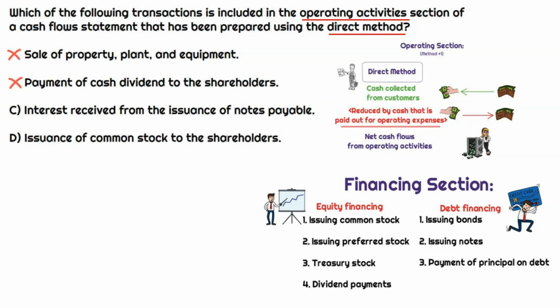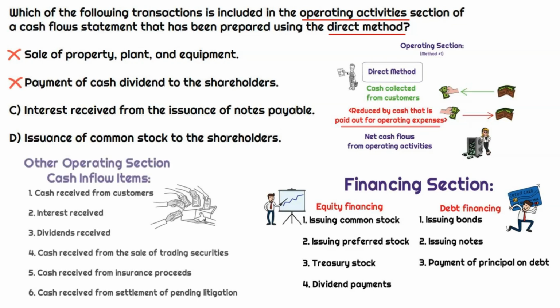How about interest received from the issuance of notes payable? So the great thing about interest is whether it's paid or being received, it's always going to go in the operating section. So interest, operating, just remember that. That's likely going to be our correct answer here, but let's check on the last one.